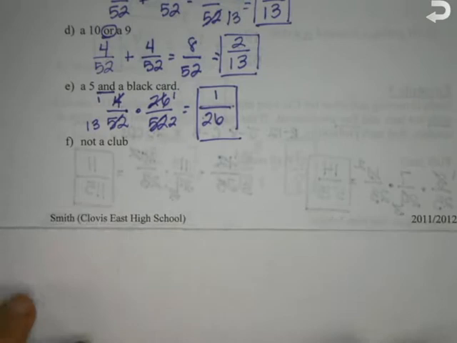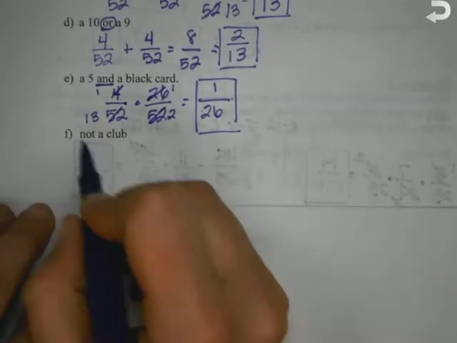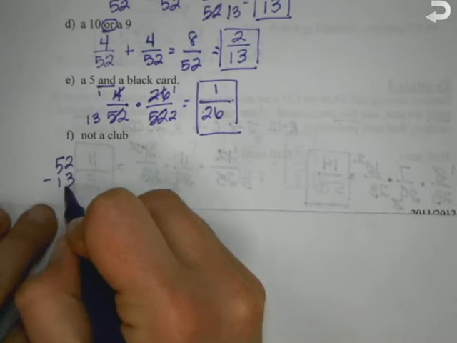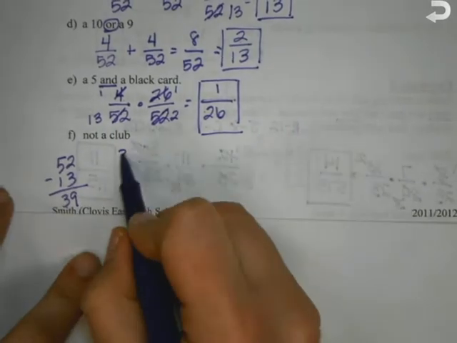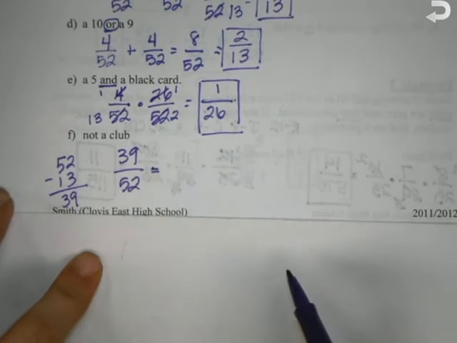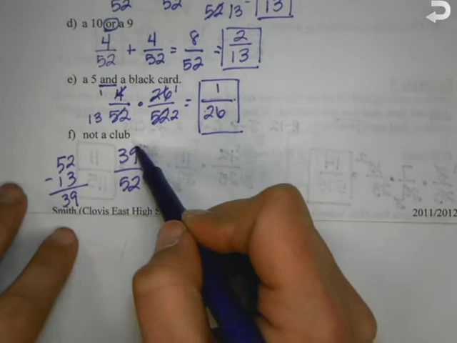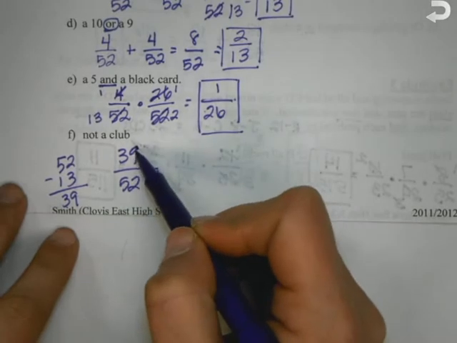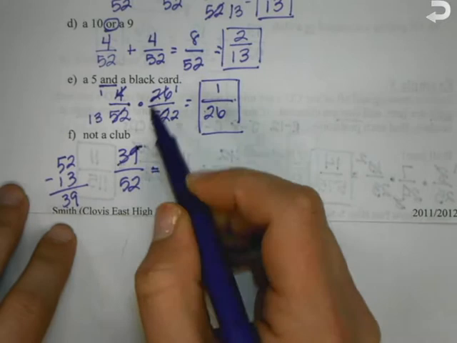So that would be 39 over 52, which equals, what reduces by both of those? What can we reduce? 3 goes into 39, but not 52. What goes into them? 13. 13 times 3 gives me 39. 13 goes into 52, 4. Does that make sense? Yeah.